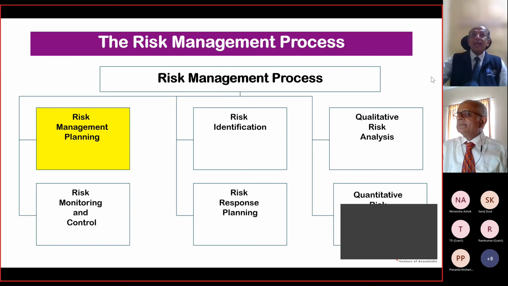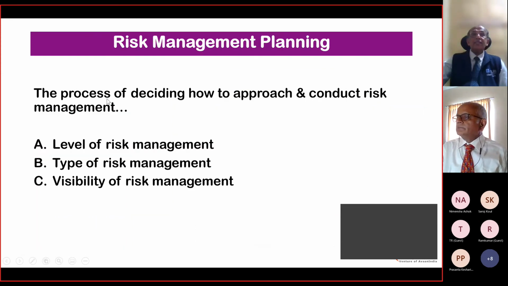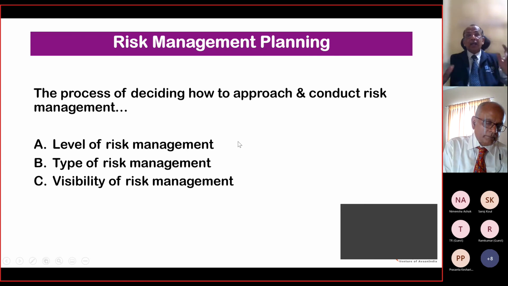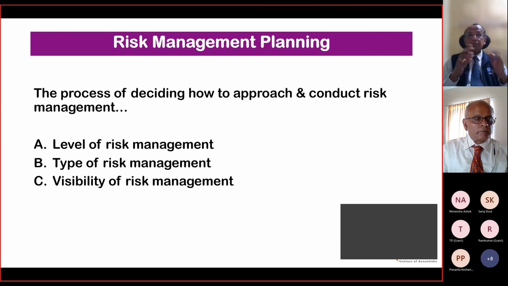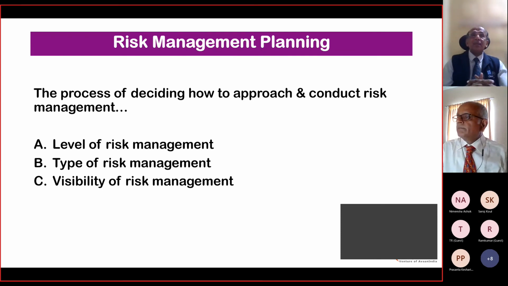Okay, let's start with the planning as usual. The process of deciding how to approach and conduct risk management: the level of risk management, the type of risk management, the visibility of the risk management. Here it is the responsibility of the planning group of the project to undertake all these functions minutely with all reverence. They should understand the implications thoroughly, and they should have a brainstorming session, because people may differ in their views. So you've got to have a brainstorming session to understand the level, the type, and the visibility of the risk management. Sometimes the visibility of the risk may not be apparent at all, correct?